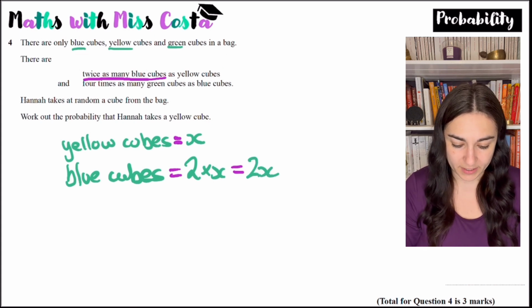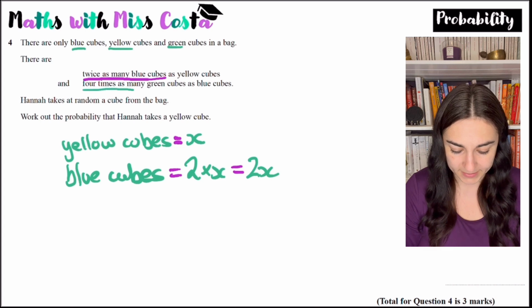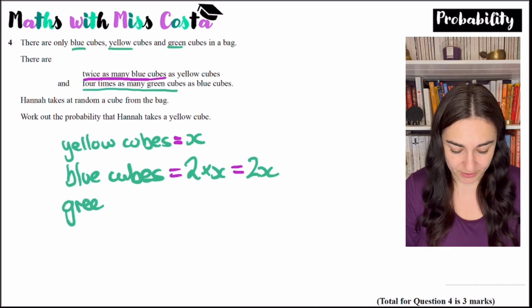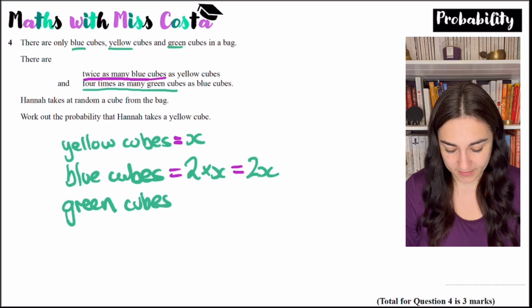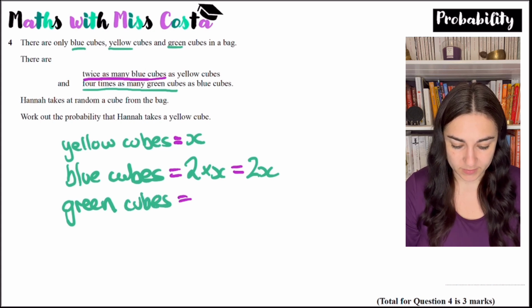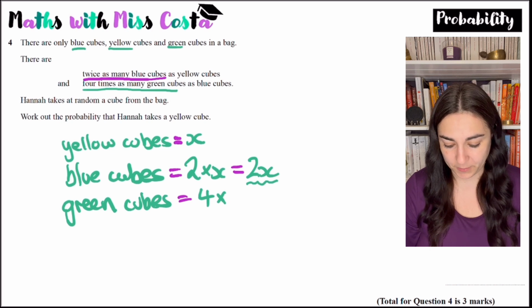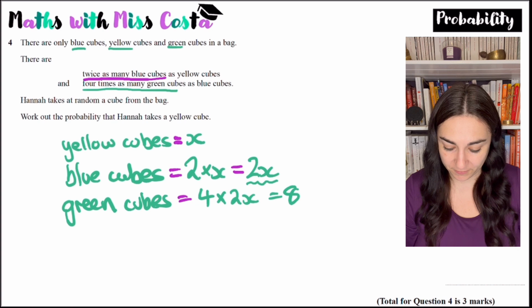And then I know that there are 4 times as many green cubes as blue cubes. So green cubes is going to be equal to 4 times by however many blue cubes there are, which is 2x. And 4 times 2x would simplify to 8x.